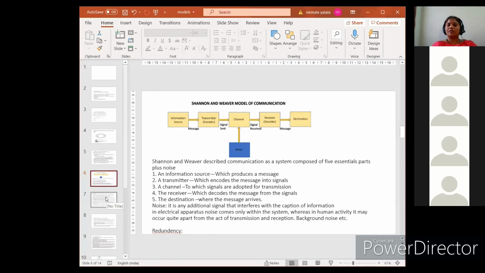Here, the information source is the one who is sending some information. Whatever message he or she is communicating is changed by the transmitter into a signal, and the signals are carried through the channel. At the end of that, the receiver is somebody who is receiving the signals and decoding the information. And this is the first model which introduced the concept of noise. This noise can be any kind of barrier which is interfering with the process of communication, that is noise.